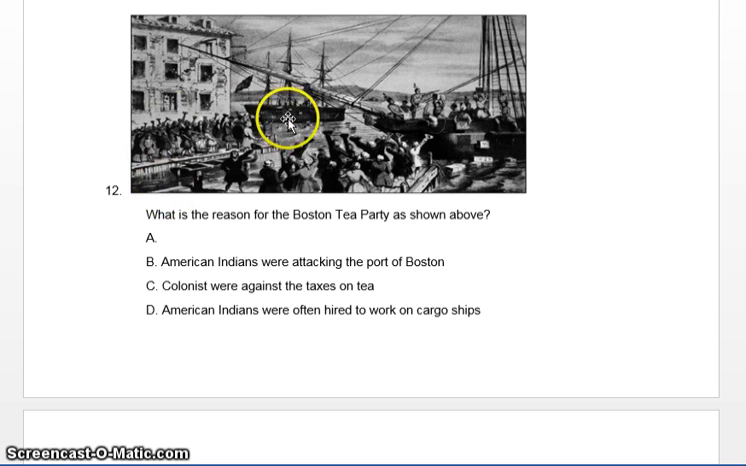Number 12. Look at the picture above. What is the reason for the Boston Tea Party as shown above? B. American Indians were attacking the port of Boston. C. Colonists were against the taxes on tea. Or D. American Indians were often hired to work on cargo ships. What is the reason for the Boston Tea Party?